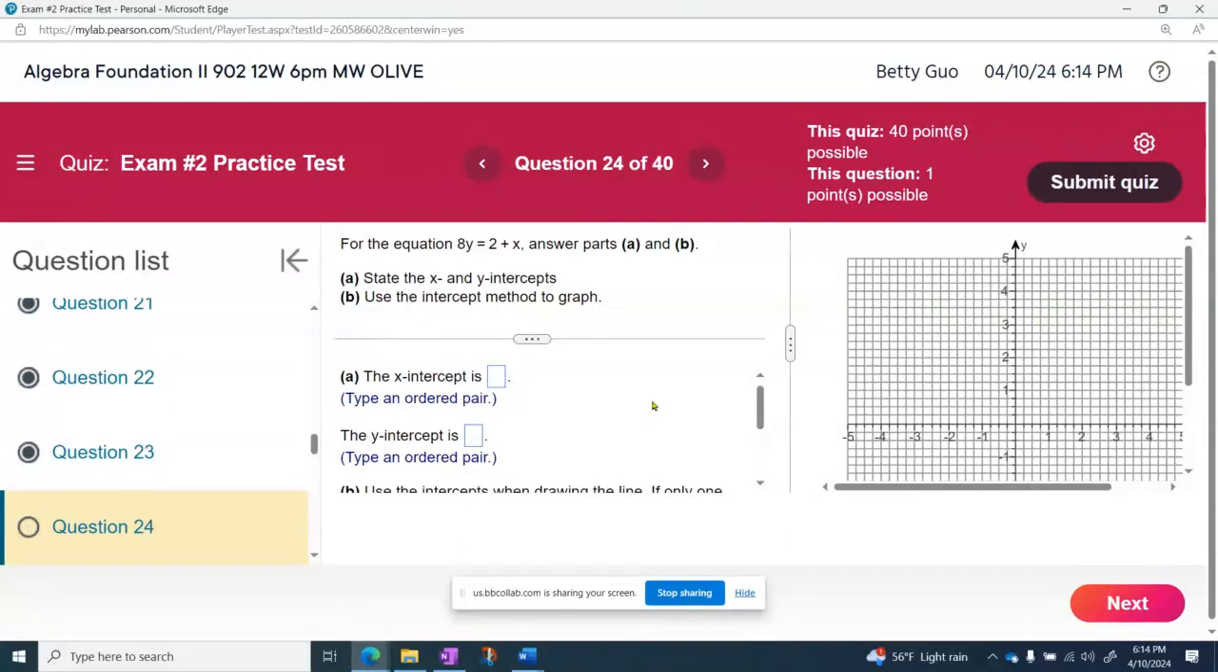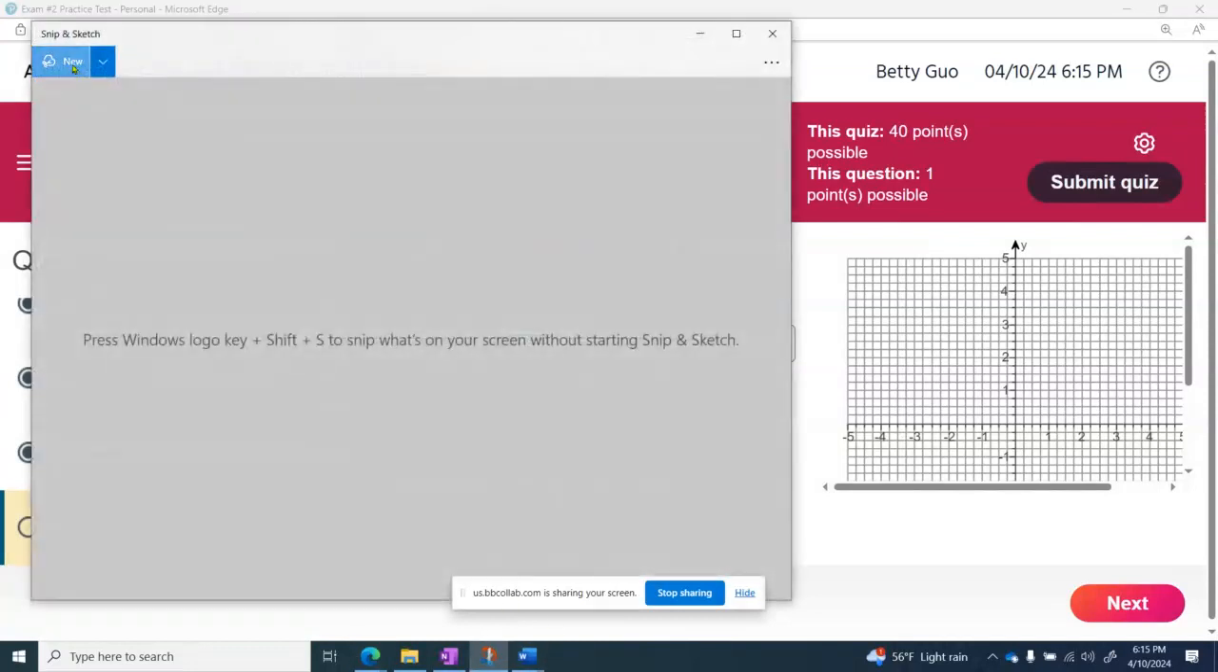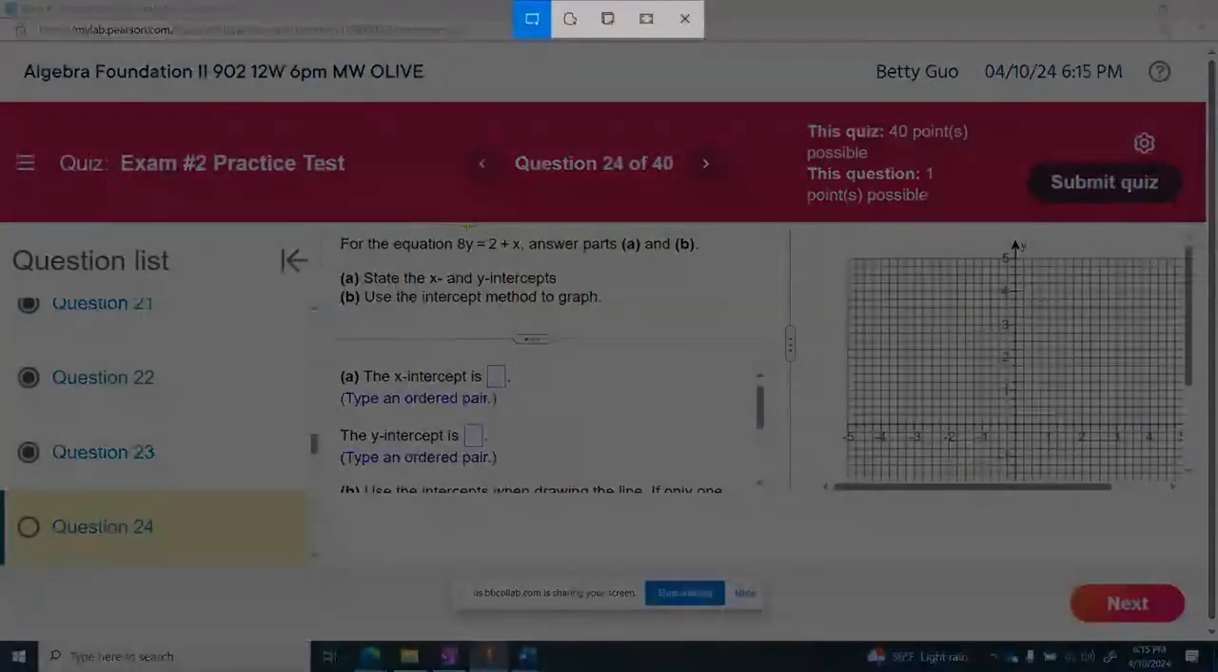Firstly, let's recall the definition for x-intercept and y-intercept. X-intercept is the intersection of the given straight line and the x-axis. It is a point with two coordinates. Y-intercept is a point corresponding to an ordered pair as well. And that point is where the straight line cuts the y-axis. So that's the definition for x-intercept and y-intercept. So let's see, how do we find x-intercept and y-intercept?